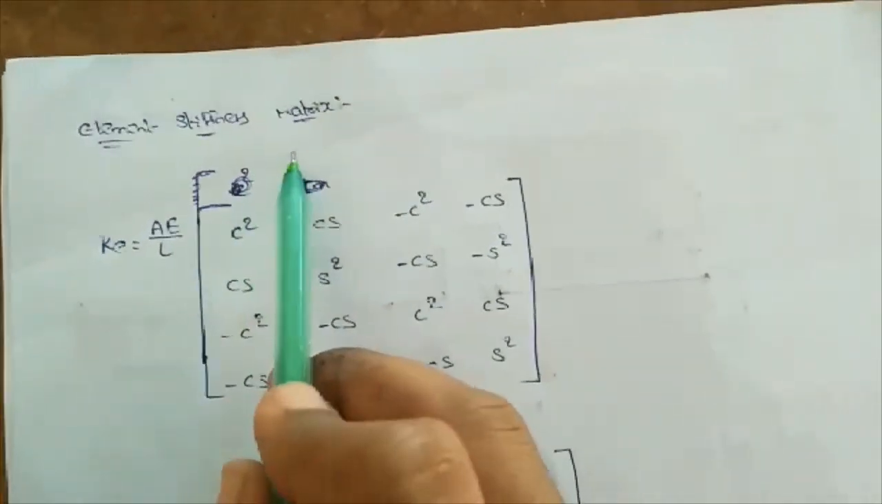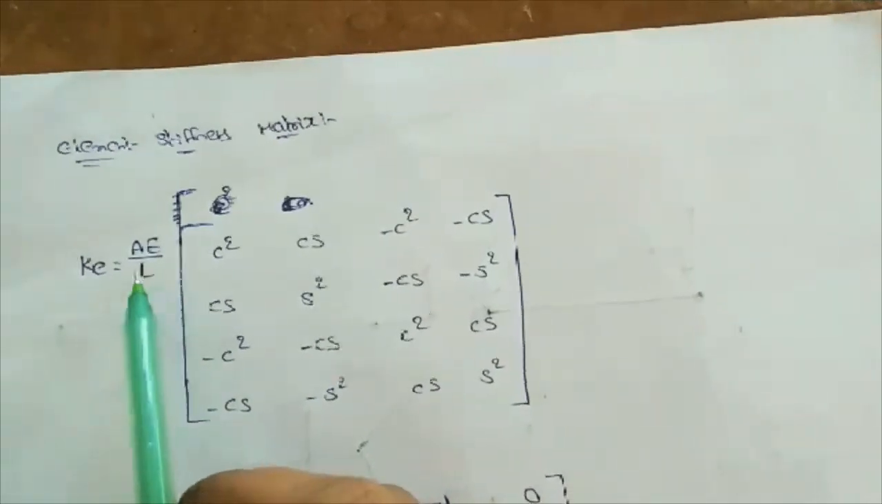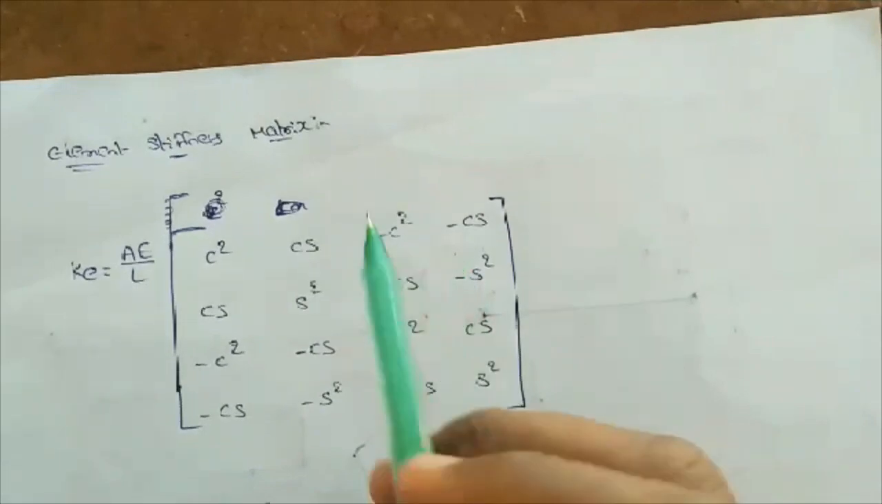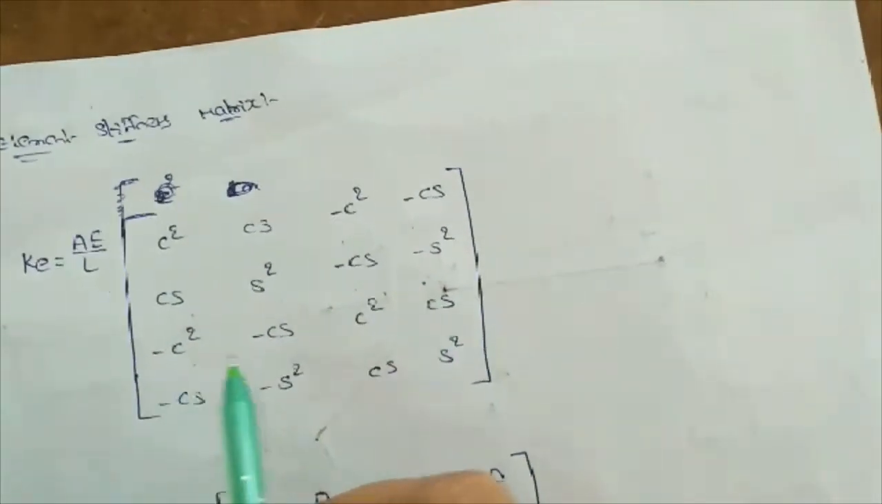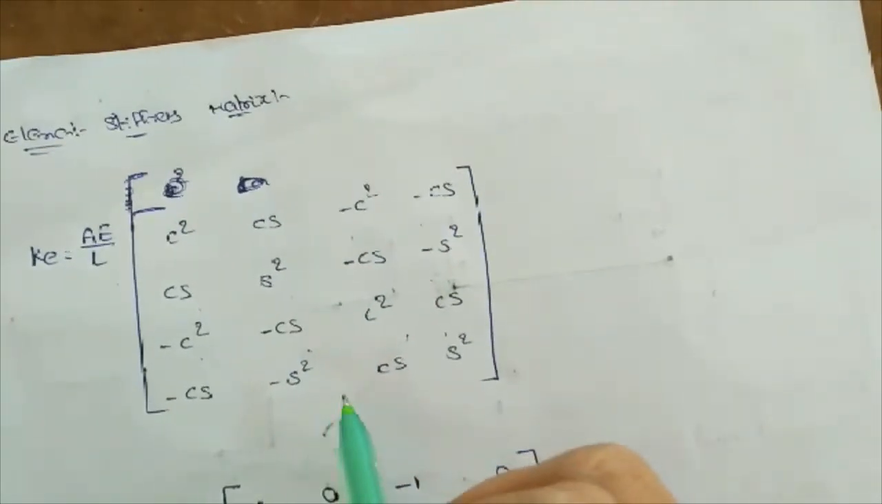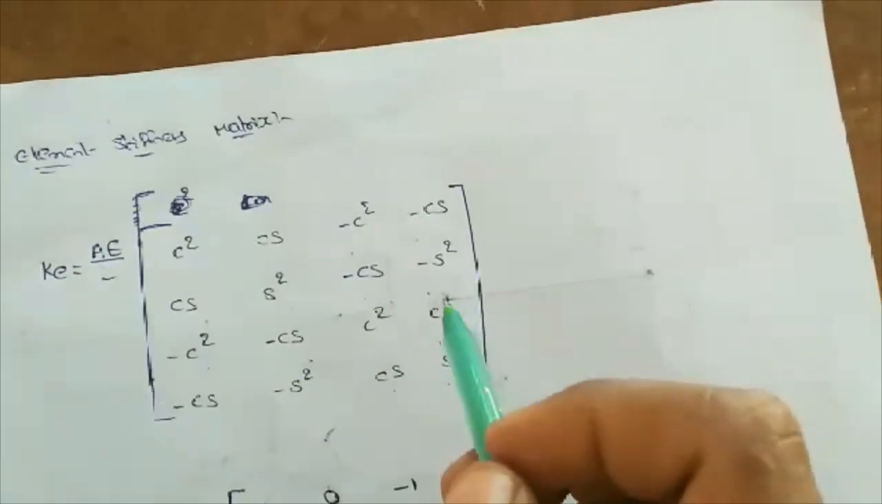The next step is to find the element stiffness matrix. This is the formula for the truss element stiffness matrix: k equals AE by L times the matrix [C square, CS, minus C square, minus CS; CS, S square, minus CS, minus S square; minus C square, minus CS, C square, CS; minus CS, minus S square, CS, S square].